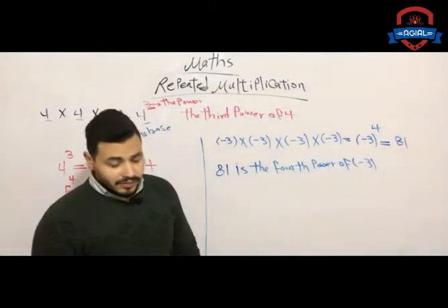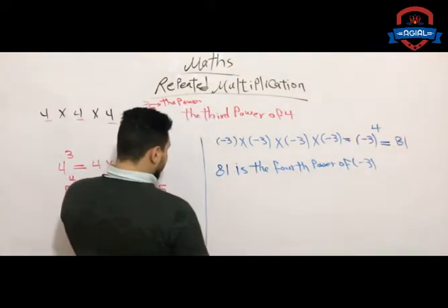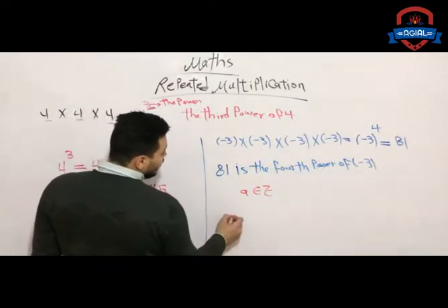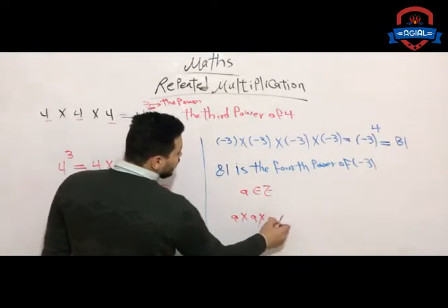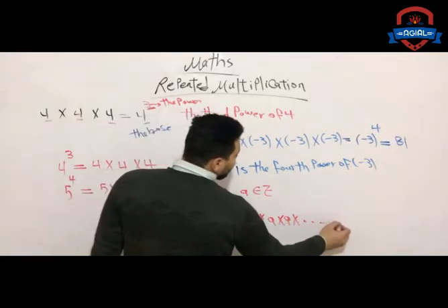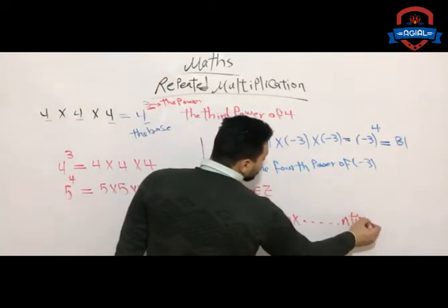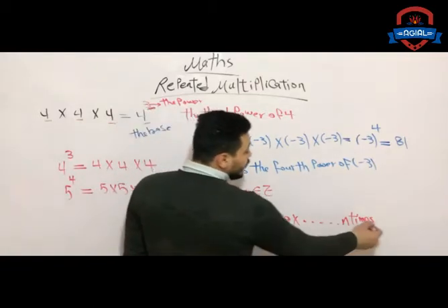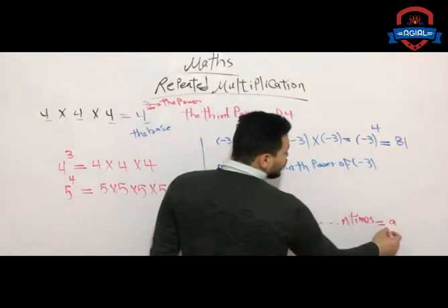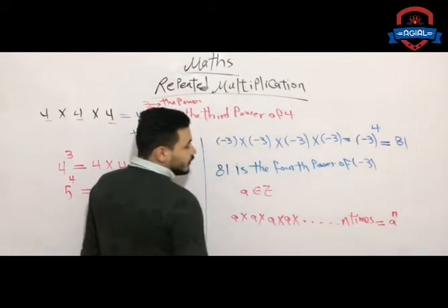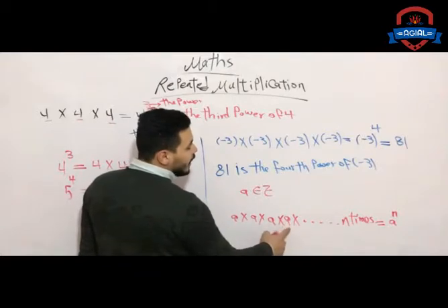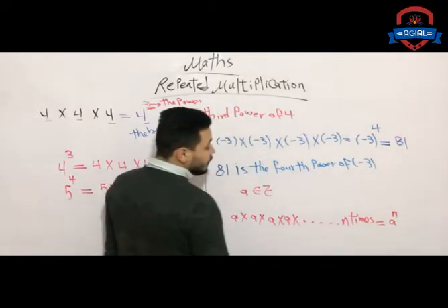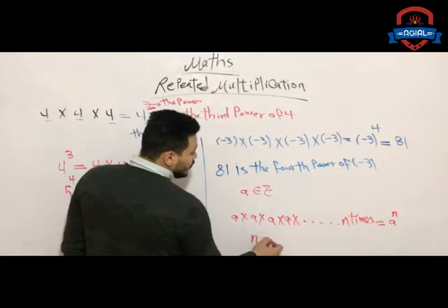So generally, if we have an integer number a belonging to Z, then a times a times a, n times, equals a to the power of n, where n belongs to positive Z.